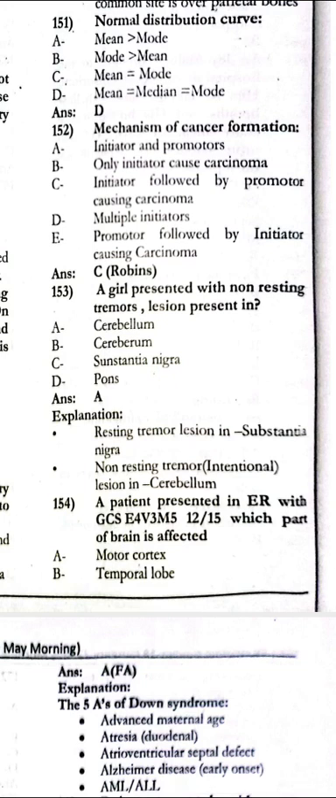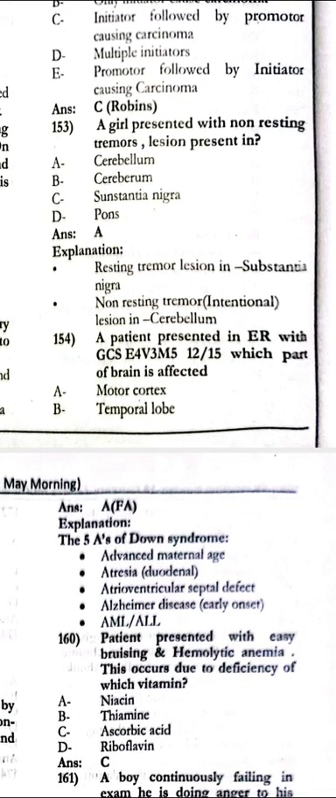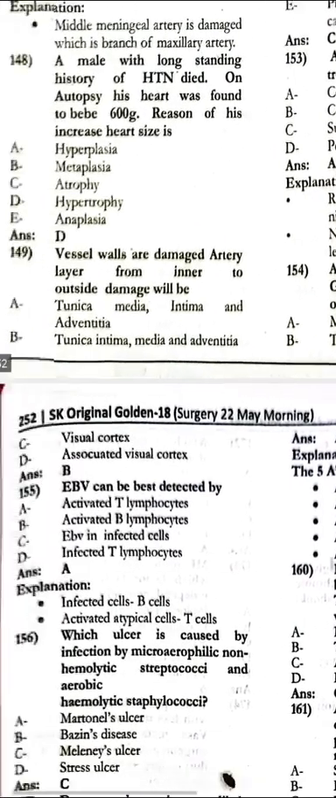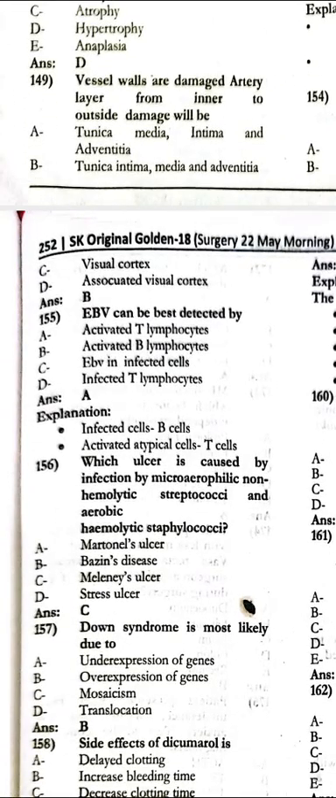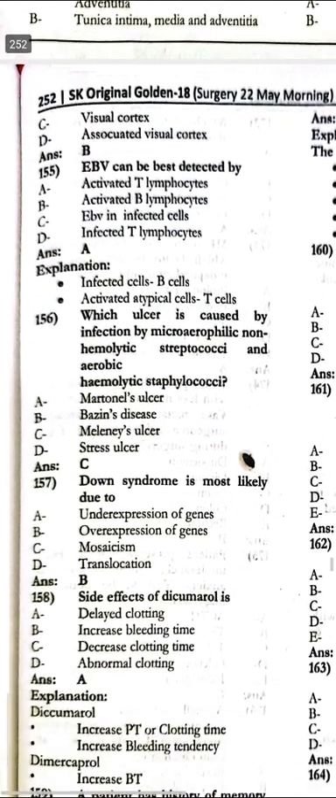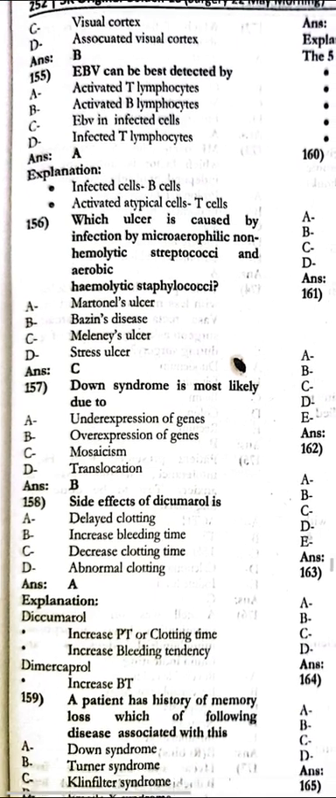A girl presented with non-resting tumors, and a lesion is present in the cerebellum. The patient presented in the ER with a GCS of 12/15. The part of the brain affected will be the temporal lobe. Epstein-Barr virus can be best detected by the activated T lymphocytes. Which ulcer is caused by infection by the microaerophilic non-hemolytic streptococci and the aerobic hemolytic streptococci? That is the Meleney ulcer.